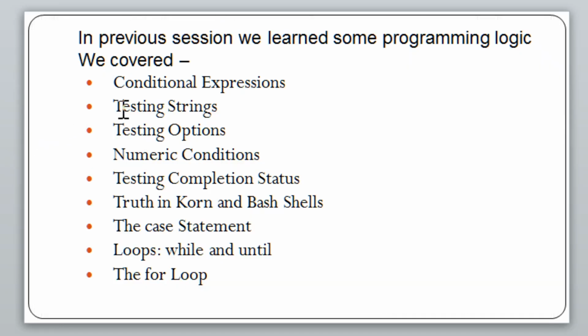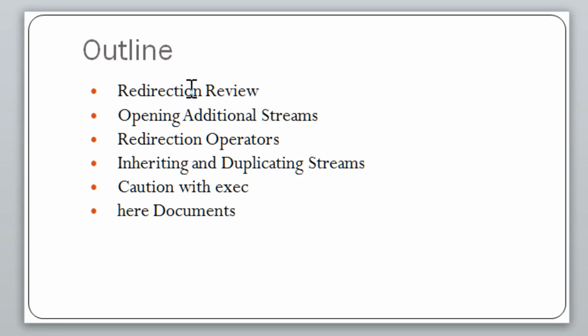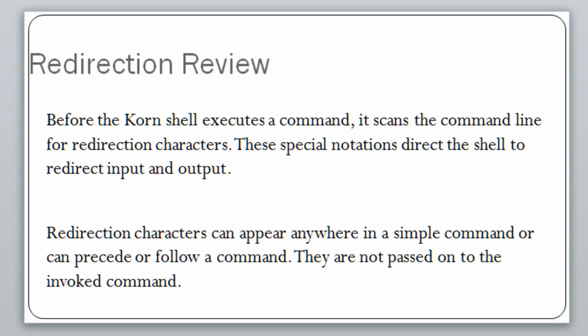Today, we're going to be talking about advanced input-output with streams. Last session, we learned some programming logic, and we covered conditional expressions, testing strings, testing options, numeric conditions, testing completion status, truth in Korn and Bash shells, the case statement, loops, while and until, and the for loop. Today, we're going to be covering redirection, kind of reviewing that: opening additional streams, redirection operators, inheriting and duplicating streams, caution with the exec command, and here document. So let's get started with the redirection review.